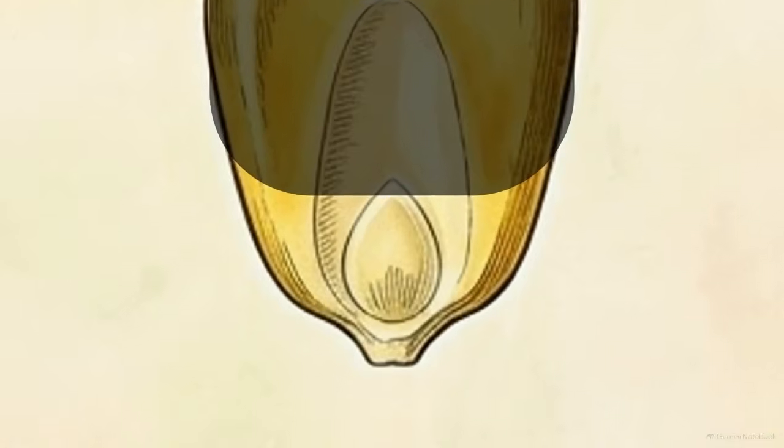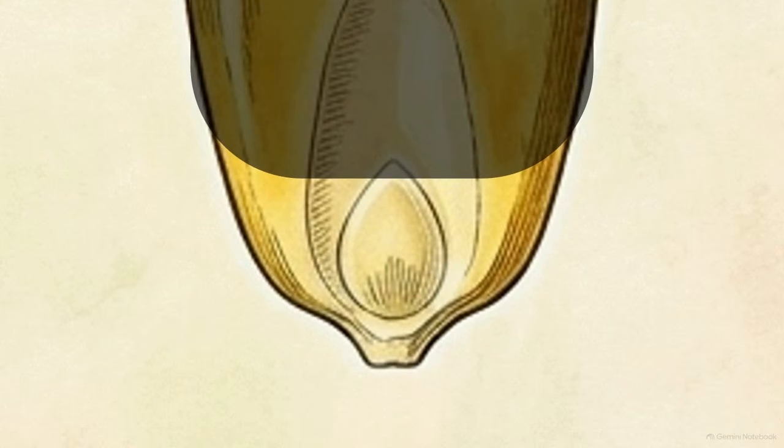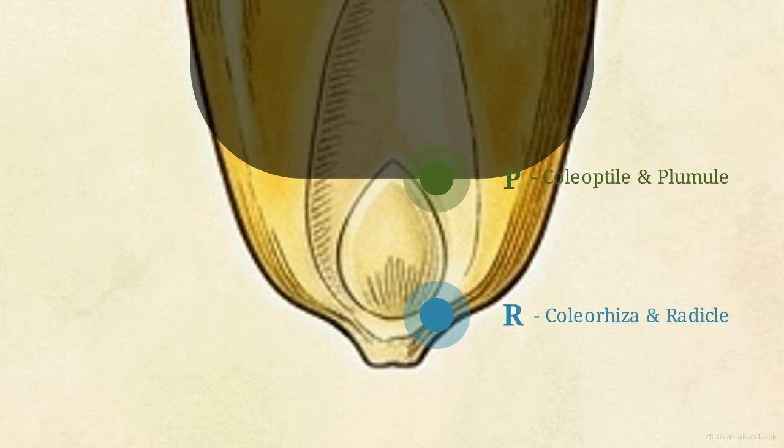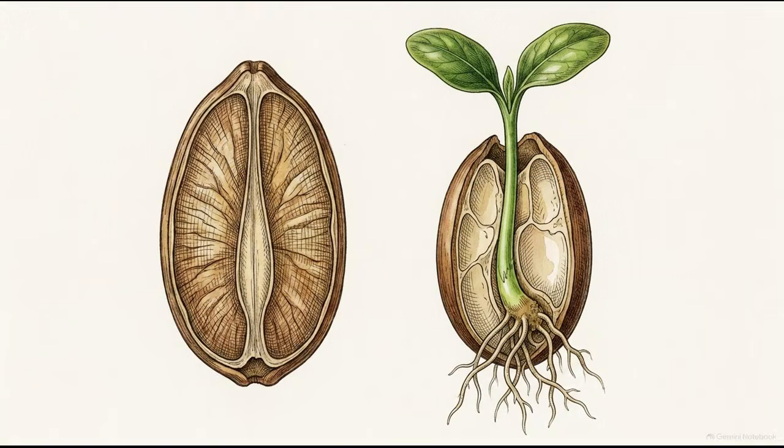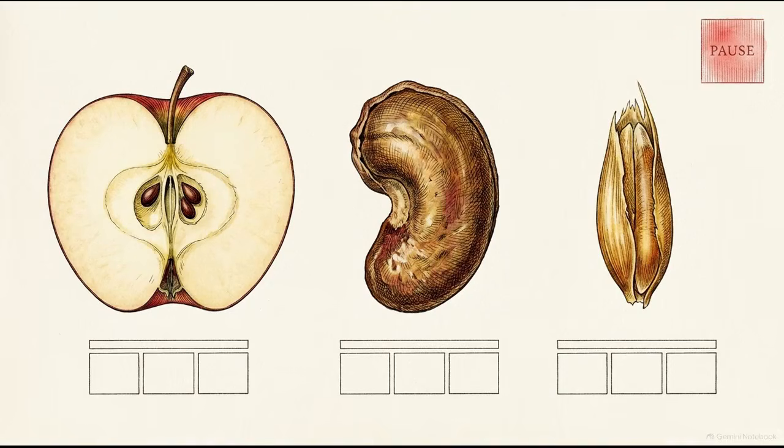Here is how to keep them straight on a test. The P matches the P. The coleoptile covers the plumule, which becomes the shoot, and the R matches the R. The coleorhiza covers the radicle, which becomes the root. Whether a seed absorbs its endosperm early or keeps it separate, its internal anatomy is strictly optimized to preserve its energy reserves until germination. Let's lock this in.